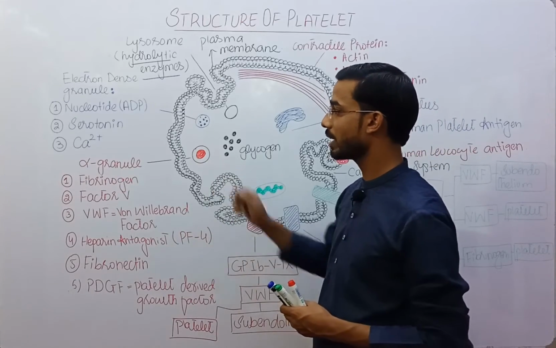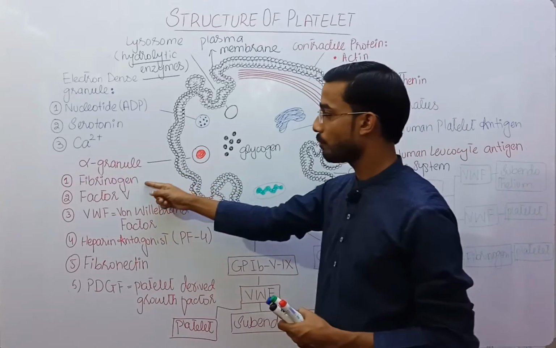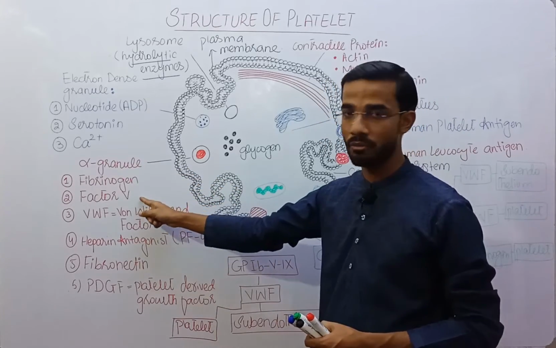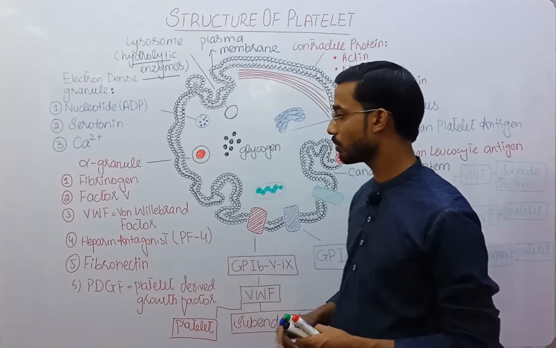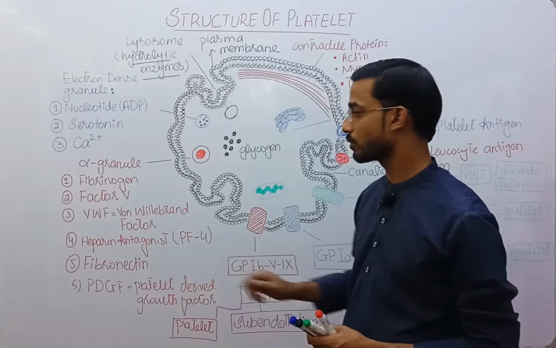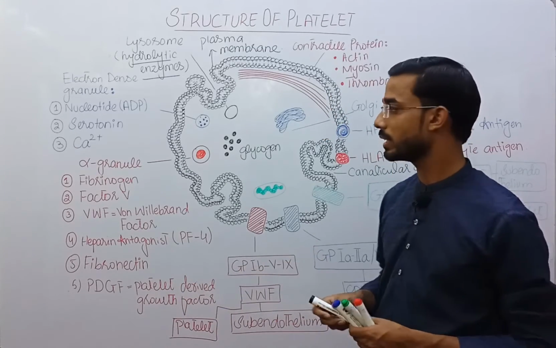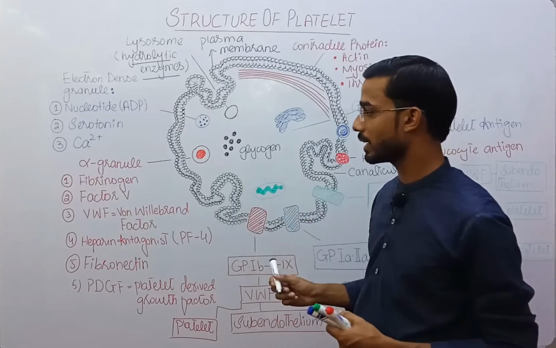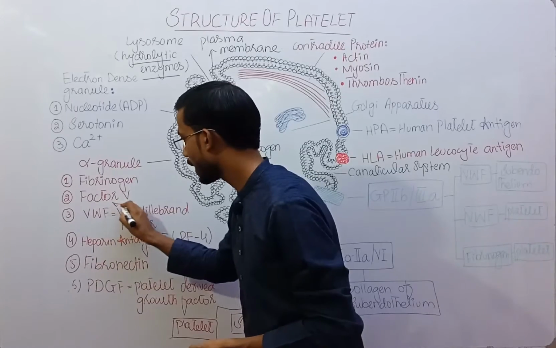Next one is the alpha granules, which have different components in it, like fibrinogen, factor 5, von Willebrand factor, heparin antagonist, platelet factor 4, fibronectin, and platelet derived growth factor. They have different roles in the platelets, but the most important is the von Willebrand factor.